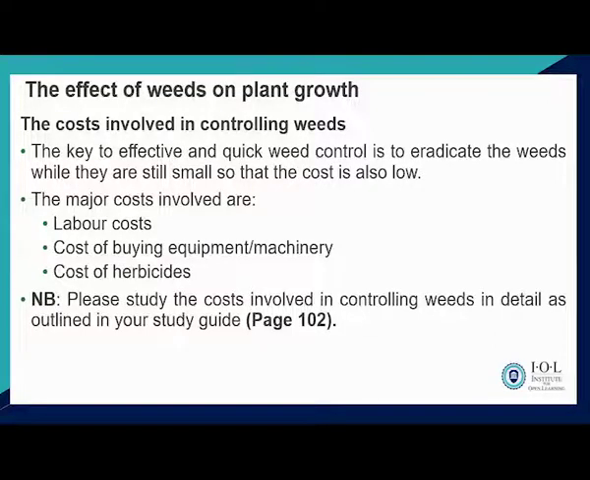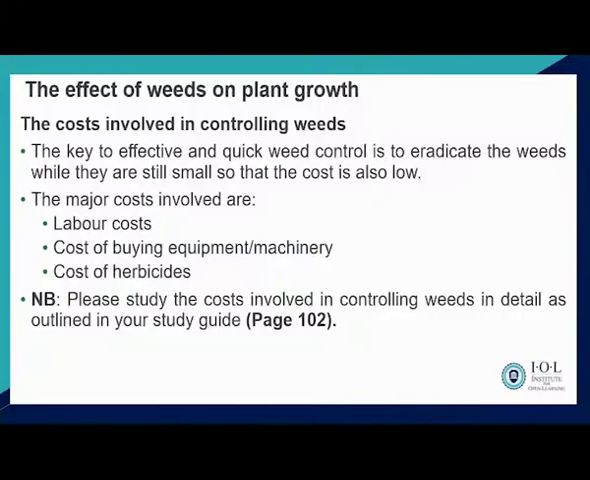It is also important that you study the cost involved in controlling weeds in detail, as outlined in your study guide on page 102. This is just a brief overview of the major costs that are involved, but the details are given on page 102 of your study guide.